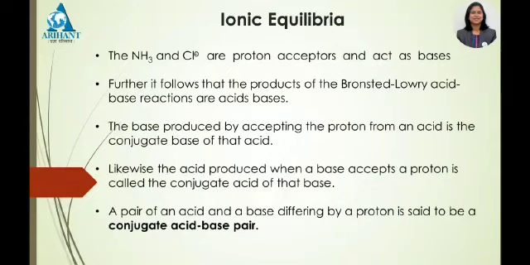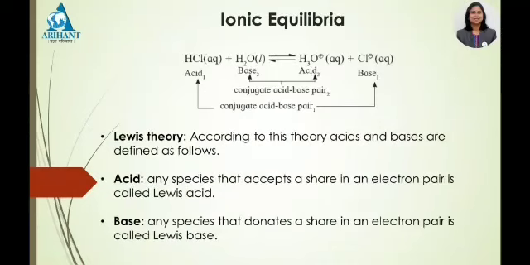A pair of an acid and a base differing by a proton is said to be conjugate acid base pair. I'll repeat, students. A pair of an acid and a base differing by a proton is said to be conjugate acid base pair, right? A reaction, you can see the reaction, how there is conjugate acid base pair.